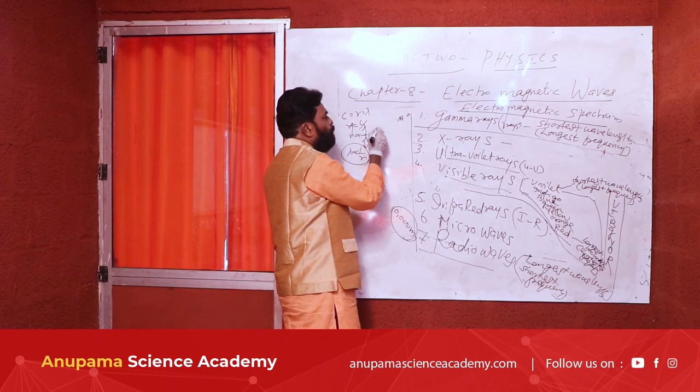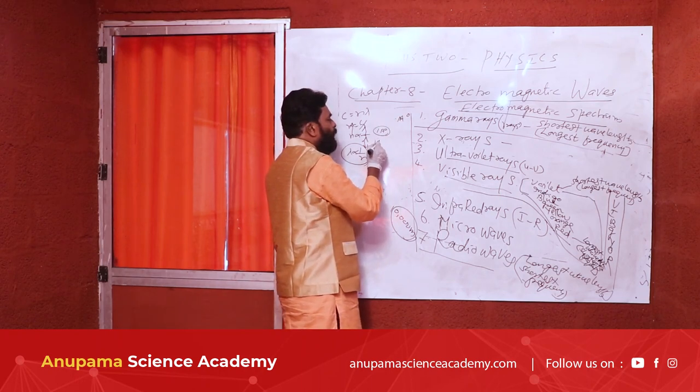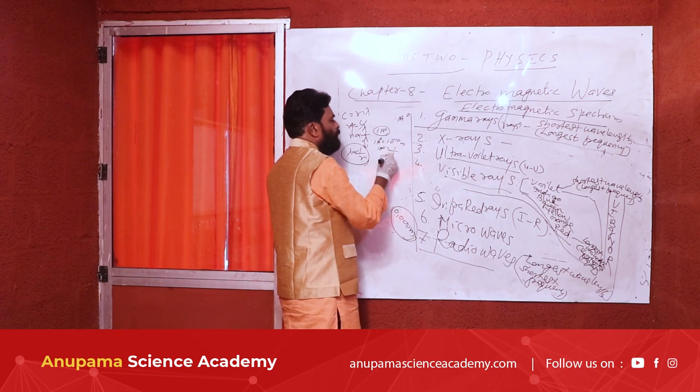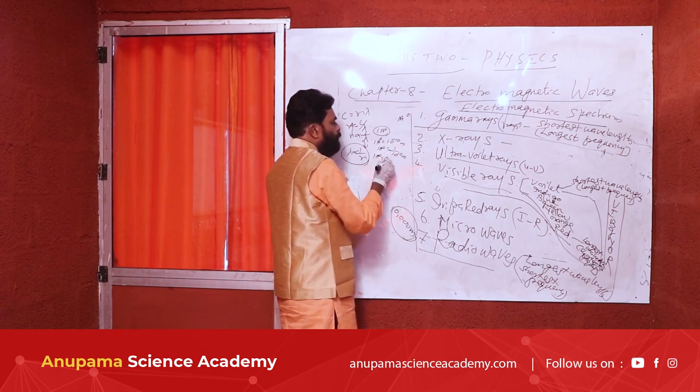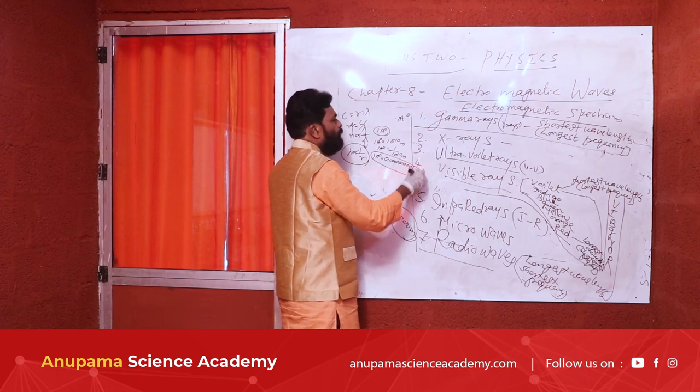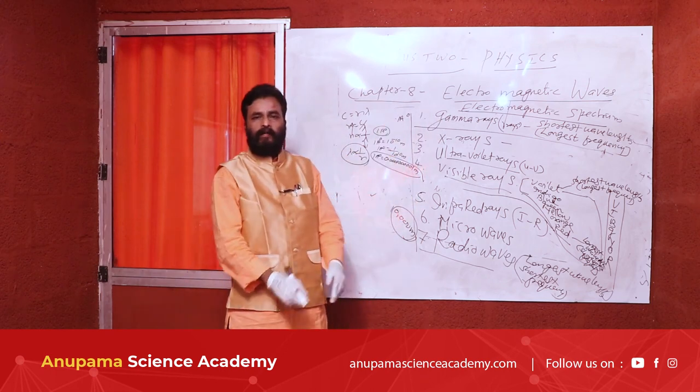0.1 A degree means 0.1 Angstrom unit, you know. That is the unit of wavelength. 1 Angstrom unit, 1 A degree equals 10 raised to minus 10 meter. This much meter is the shortest wavelength, gamma rays.